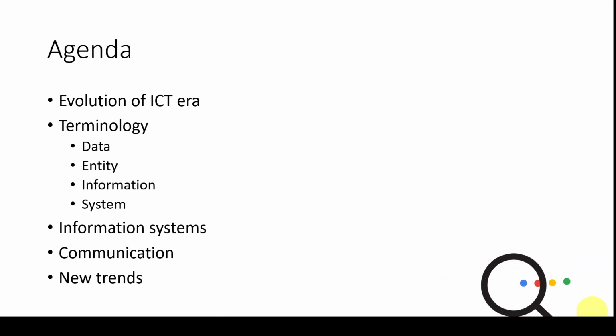So this is what we are going to cover: a bit of history or the evolution of ICT concepts or the ICT era, the basic concepts and the terminology like data, entity, information, system, and also we are going to look at very briefly what an information system is, and then we will be looking at the communication aspect, which is a very important part of ICT, and finally we will briefly look at some new trends as well.